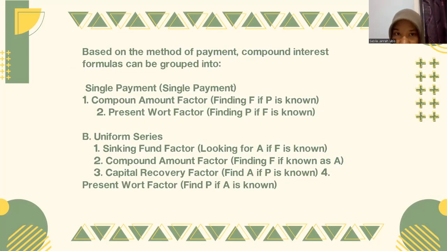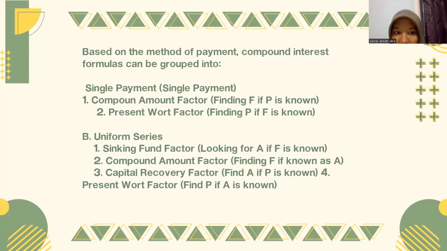Based on the method of payment, compound interest formulas can be grouped into, first, a single payment. In the single payment, the first is the compound amount factor, where we find F if P is known. And the second is the present worth factor, where we find P if F is known.